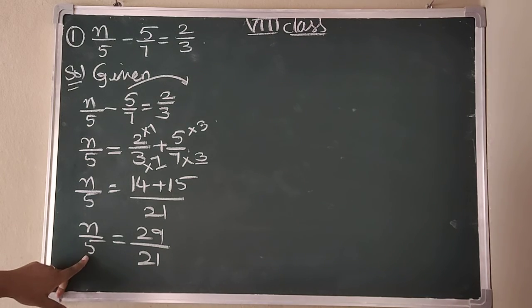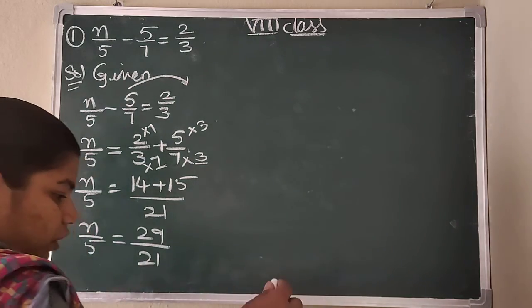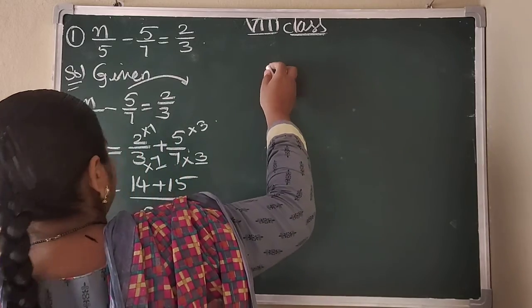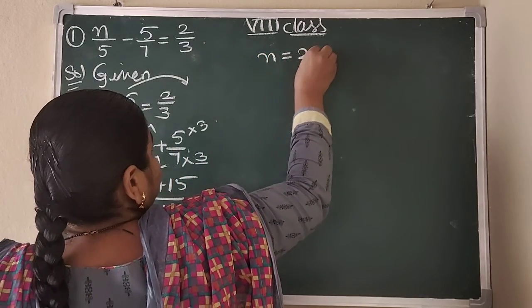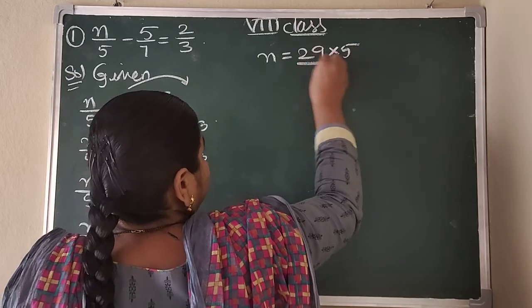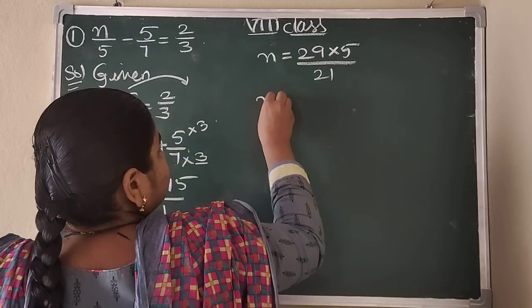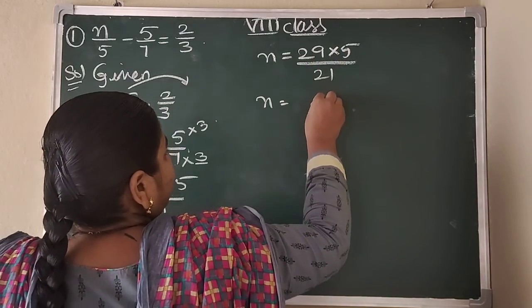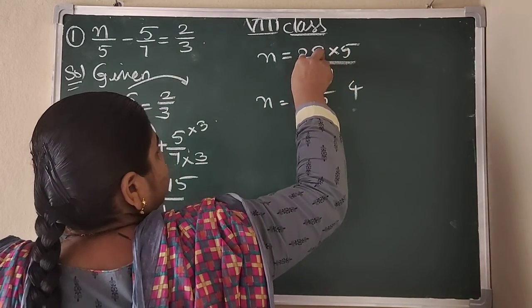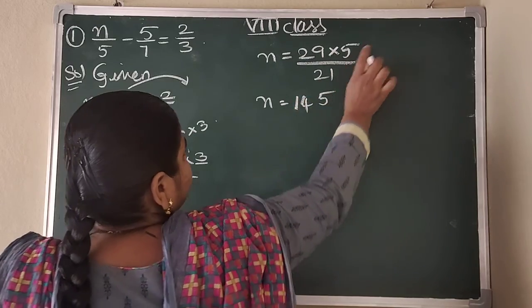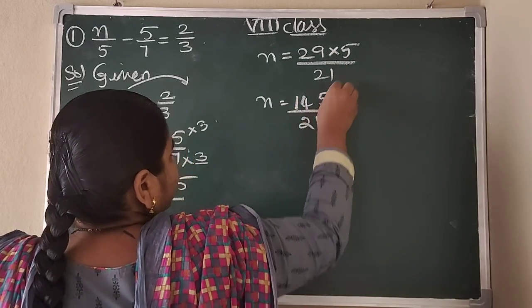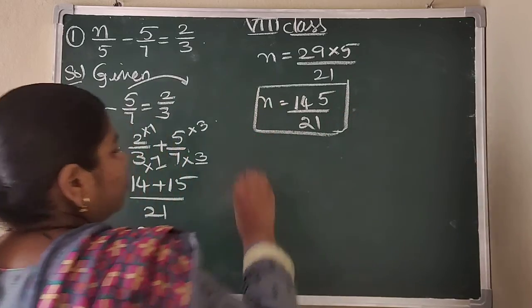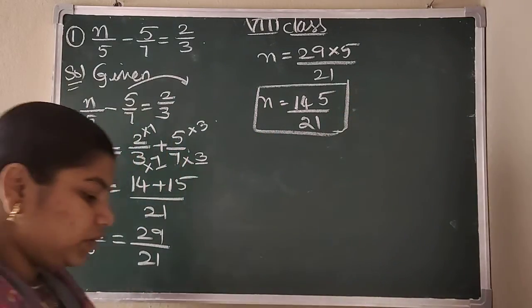If we transpose the 5 to the other side, since 5 is in the form of division, it will be converted to multiplication. So n is equal to 29 into 5 by 21. So n is equal to how much? 29 5s: 5 9s are 45, 5 2s are 10, 10 plus 4 is 14. So it will be 145 by 21. So the n value here is 145 by 21. This is our first one.